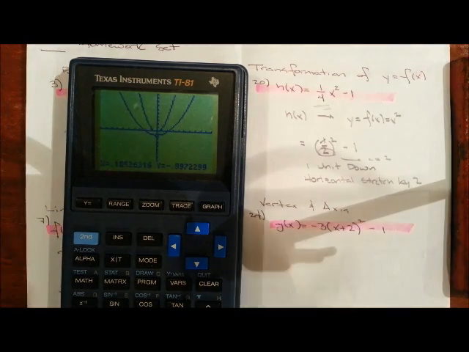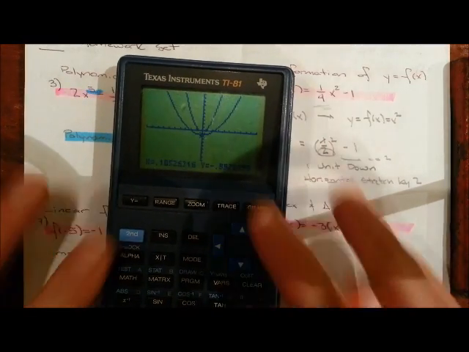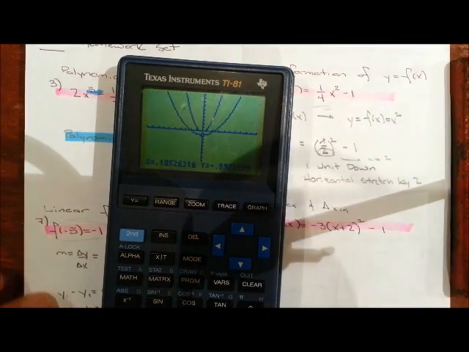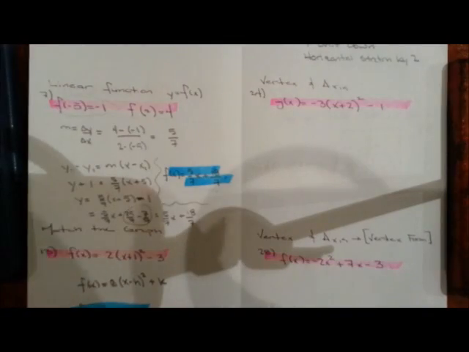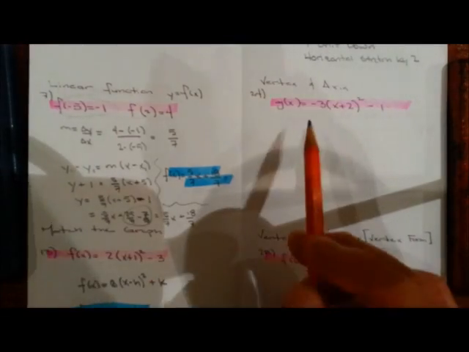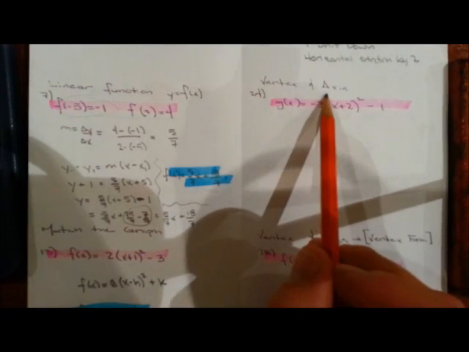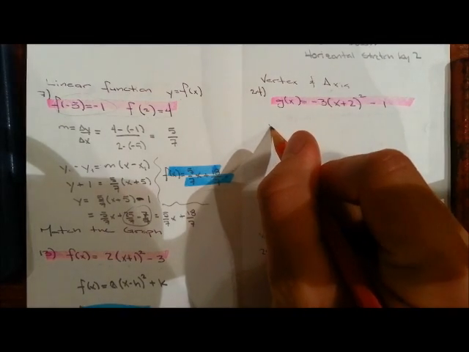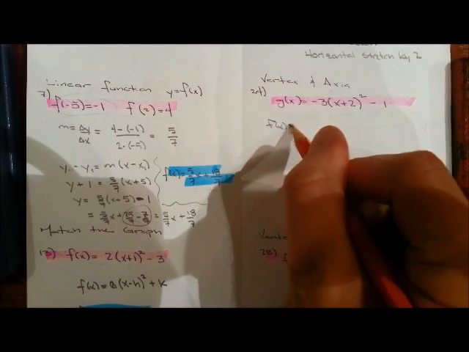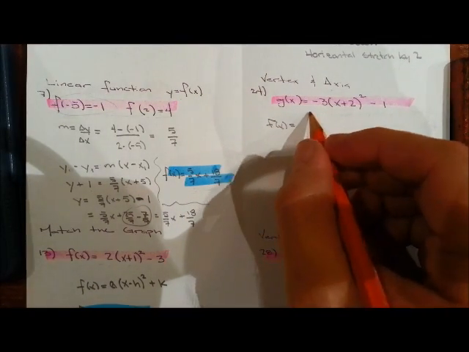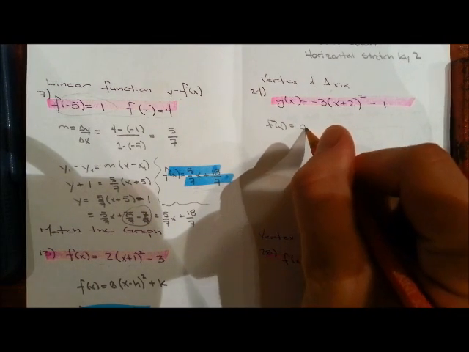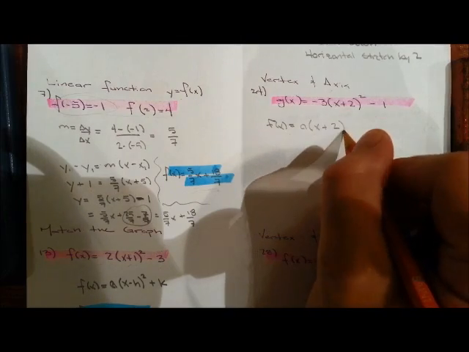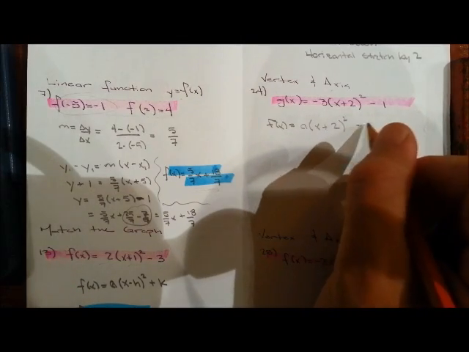So looking at my function, horizontal stretch by 2, I've horizontally stretched this out by 2. So next problem, I'm determining a vertex and the axis. This axis is the axis of symmetry. So standard form for vertex, or vertex form, is a times x plus 2 squared minus 1.